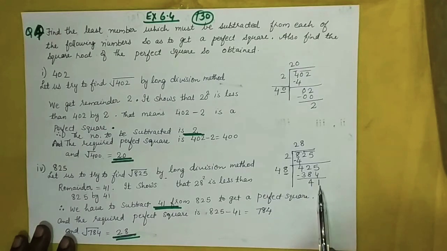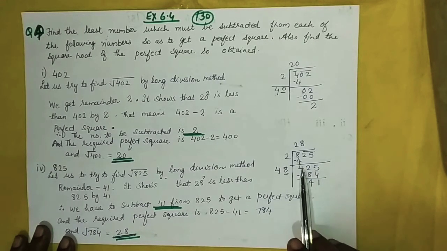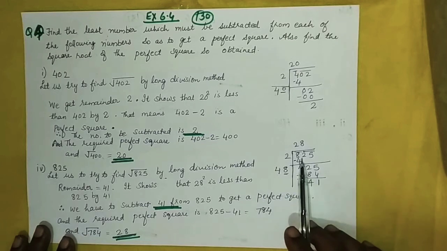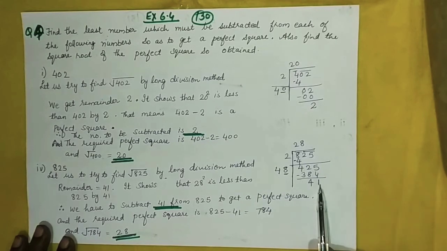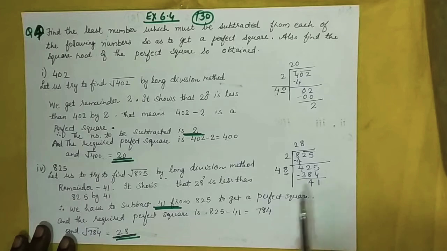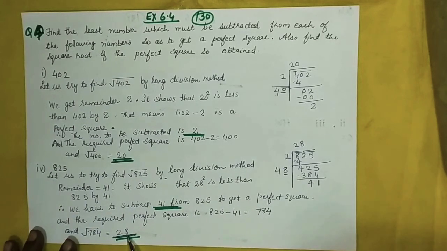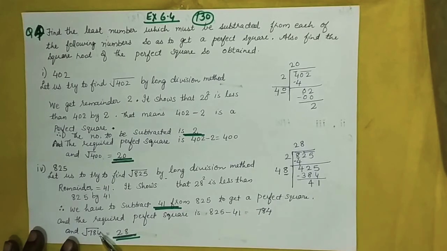So 5 minus 4 is 1. 12 minus 8 is 4. 3 minus 3 is 0. So 41 is the remainder. This remainder means 825 is not a perfect square. You have to subtract 41 from this number. When we subtract 41 from this number, what number do you get? 784. It is a perfect square. So the square root of 784 is 28. So which number is to be subtracted? 41. And the obtained square number is 784, sorry, 784. And the square root of that number is 28.